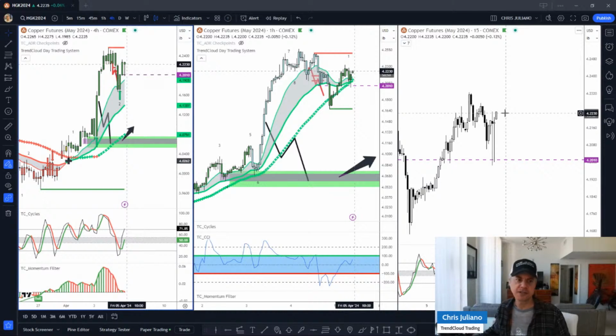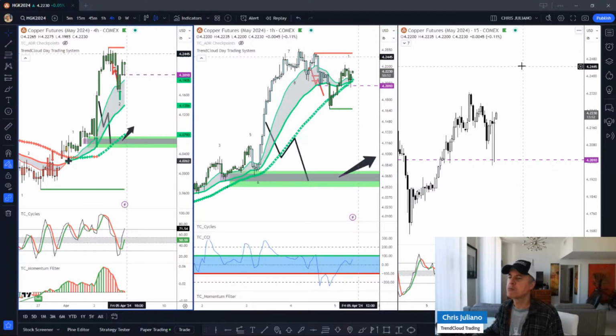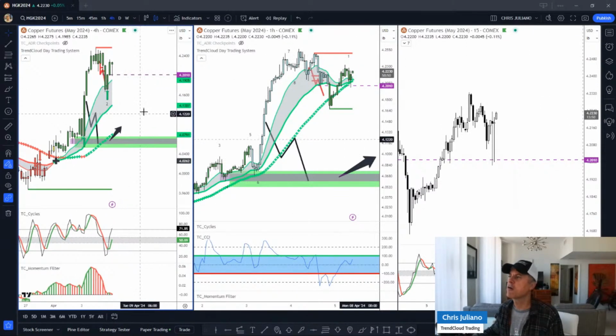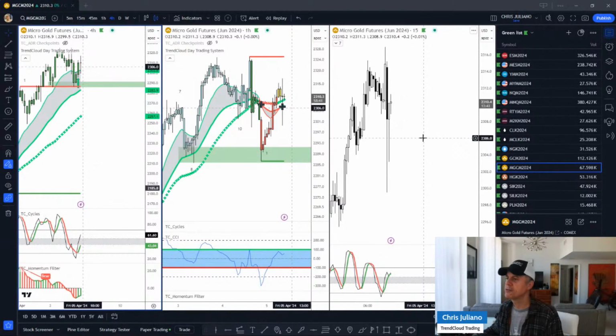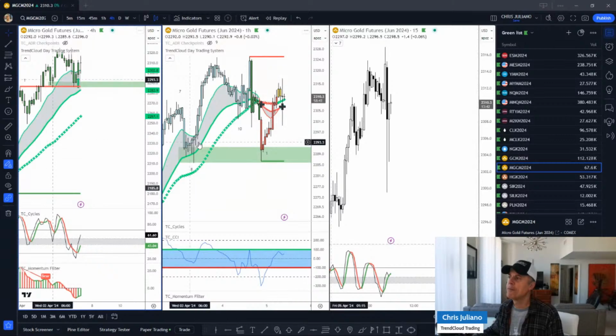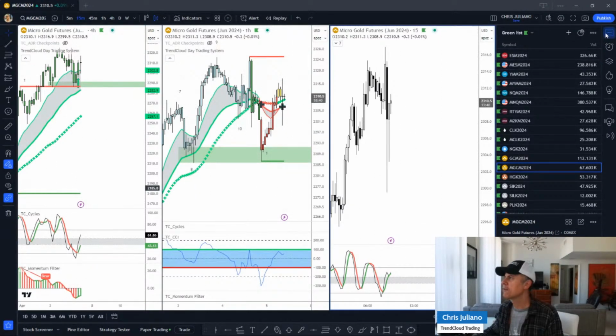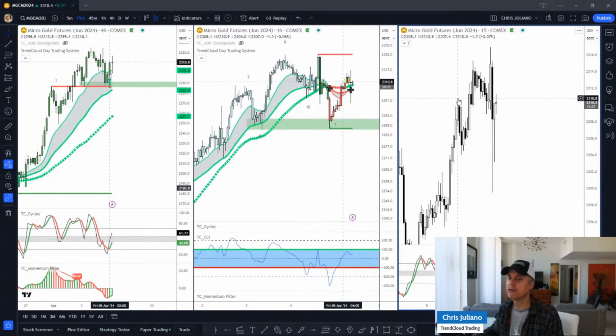Man, are you looking at this copper? We drew out a lot of stuff here. Micro gold, yeah, all looking the same. Very interesting. This is a really good example.